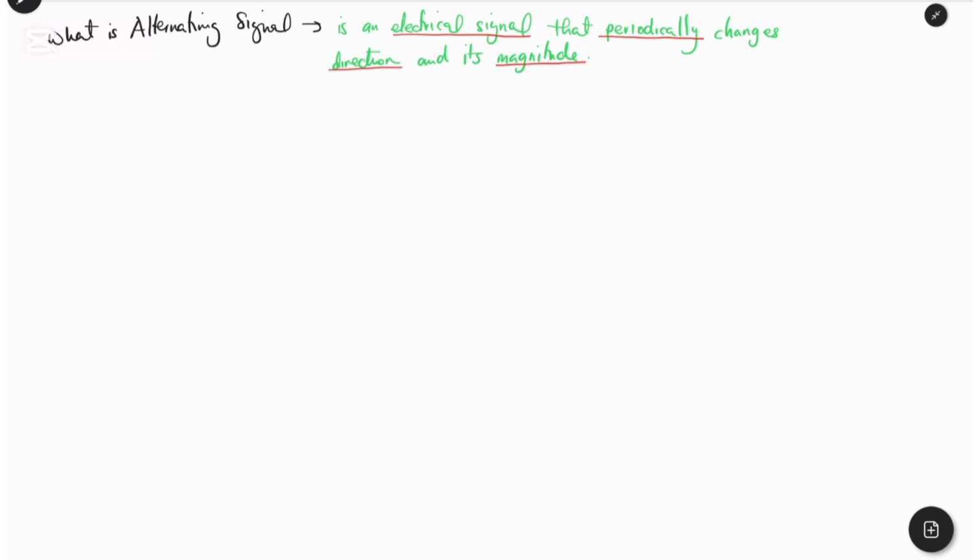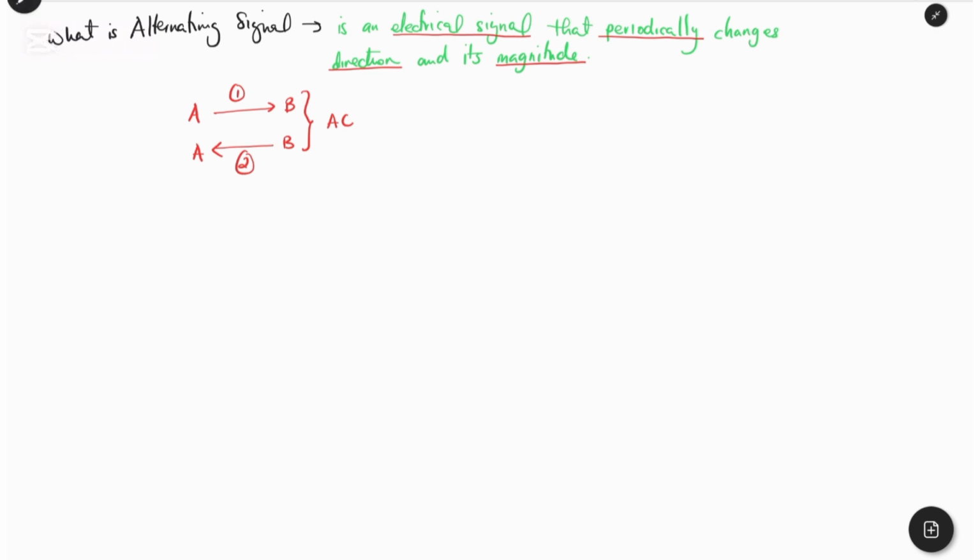We all know what a direction is. When you go from one place to another, you are in one direction. For example, if you are traveling from point A to point B, that means you are traveling in one direction, and if from point B you travel to point A, this is the second direction. And now you know that the AC signal normally changes direction and it normally changes the magnitude.